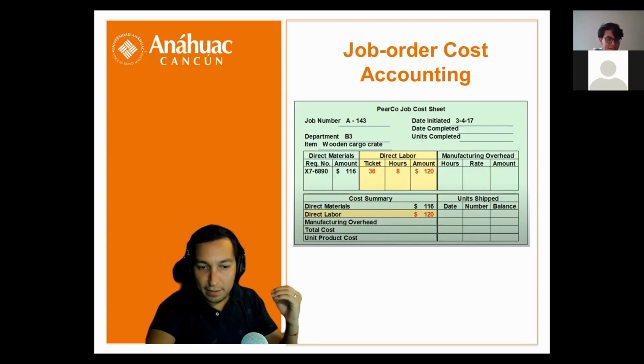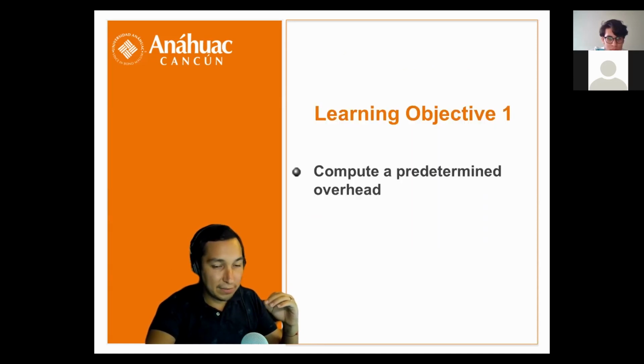So we have missing only the MOH. The direct costs are easy. They are conveniently and easily traceable to the job, but we have to figure out what to do with the MOH. So let's go to the predetermined overhead rate.